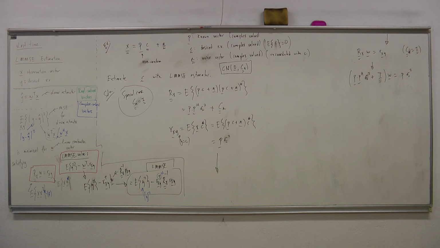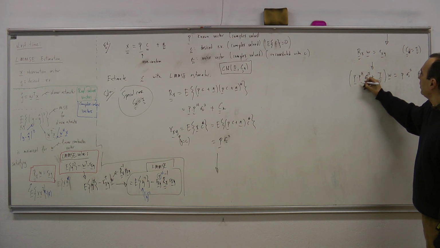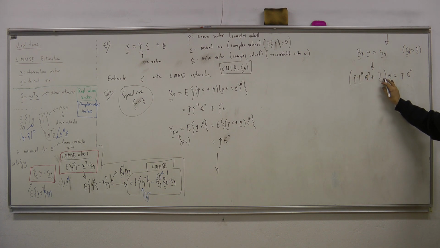Okay. So I can find this W vector immediately over here, provided that I can take the inverse of this matrix. So how can I take the inverse of this matrix? That is the issue. How can I take the inverse of this? There is something called the matrix inversion lemma.